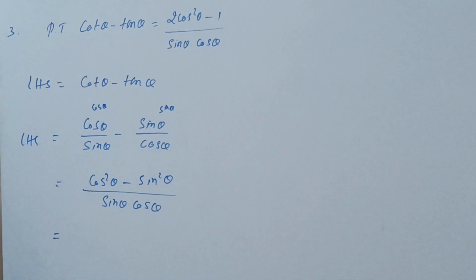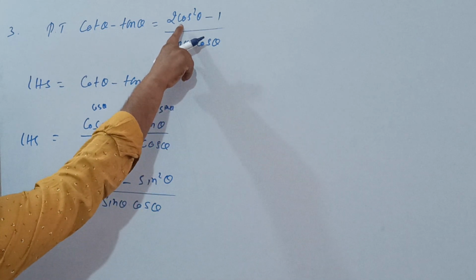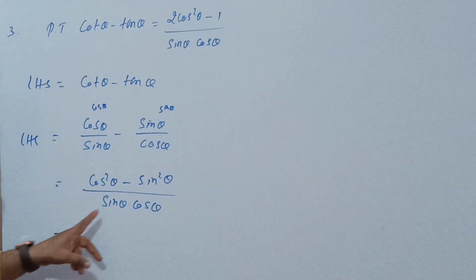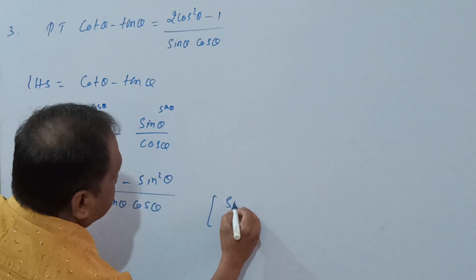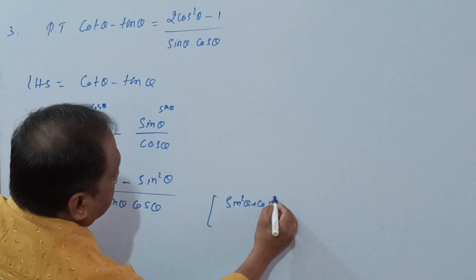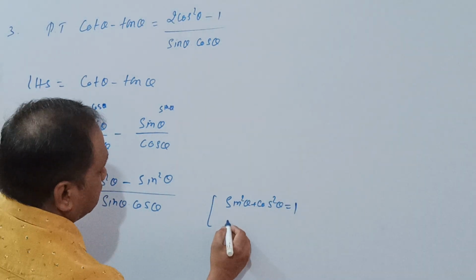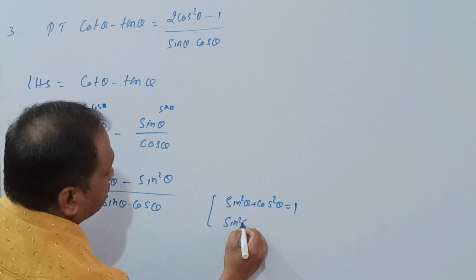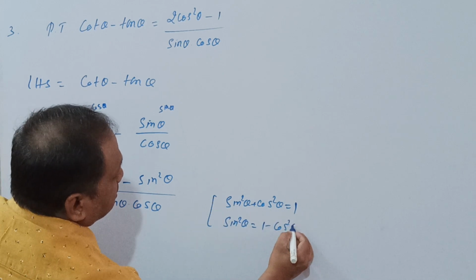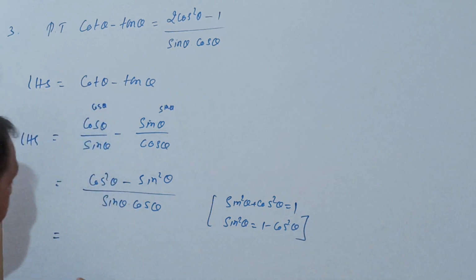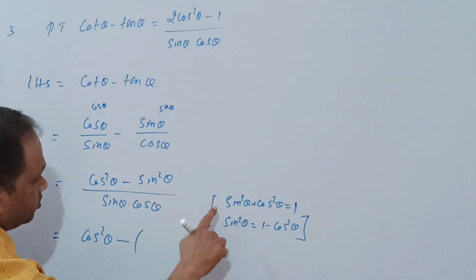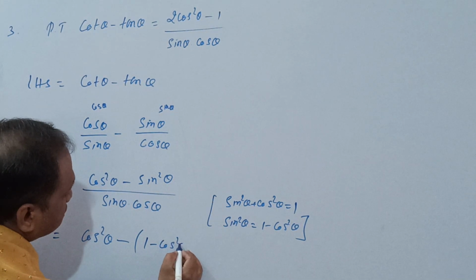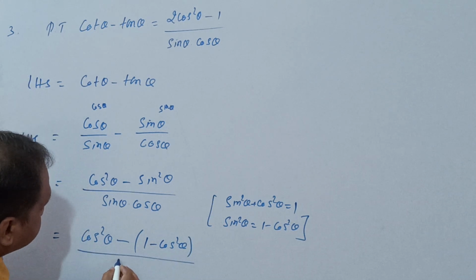So here we have to prove 2 cos square theta. What I will do for sin square theta, we know the identity, that is sin square theta plus cos square theta is equal to 1. Here we needed sin square theta, so sin square theta is equal to 1 minus cos square theta. I will substitute this one. So here cos square theta minus, into bracket, 1 minus cos square theta, so whole divided by sin theta into cos theta.